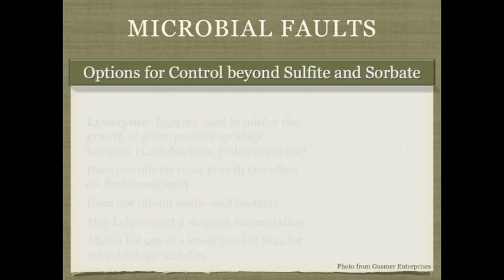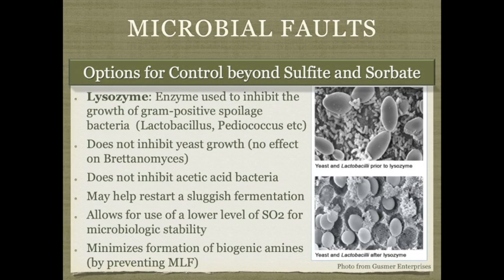There are options for control beyond sulfite and sorbate. I mentioned lysozyme. This is an enzyme used to inhibit the growth of gram-positive bacteria, Lactobacillus and Pediococcus. It has no effect upon yeast, neither on Saccharomyces nor on the wild yeast Brettanomyces. It does not have any effect upon acetic acid bacteria. And you can use this in several places. Sometimes a sluggish fermentation, particularly one made with overripe natural fruit, can be sluggish due to activity of bacteria, and so treating with lysozyme will inactivate those bacteria, allowing the yeast to get a head start.